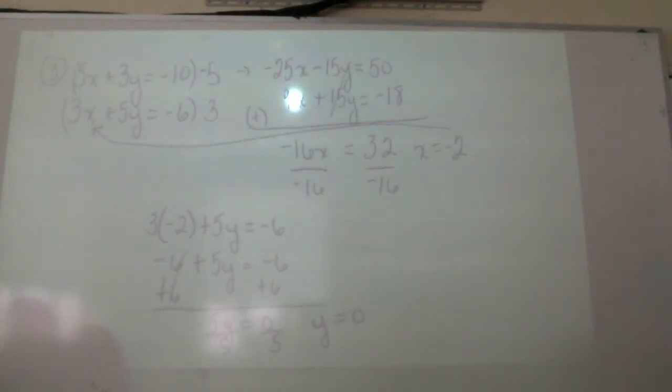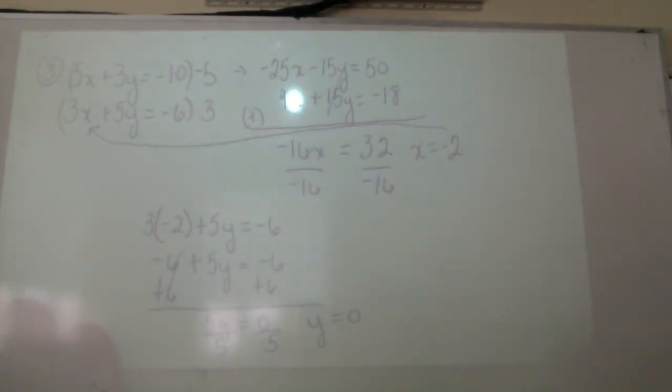So remember, we're writing our answer as an ordered pair because we're finding that point of intersection. Even though we're not graphing it, we're still finding that point of intersection. So it's at -2, 0. And that's solving systems of equations by elimination.